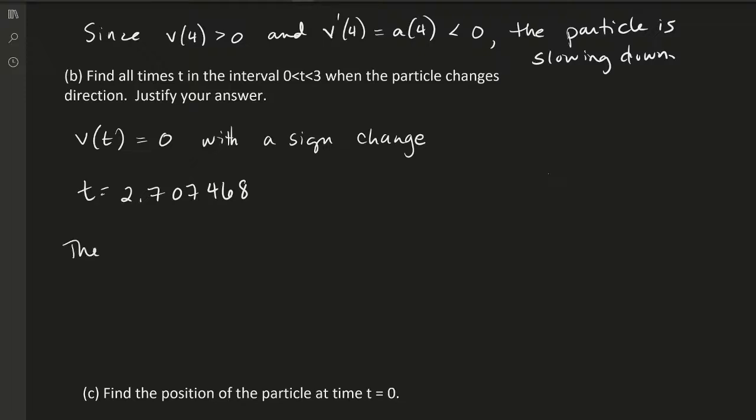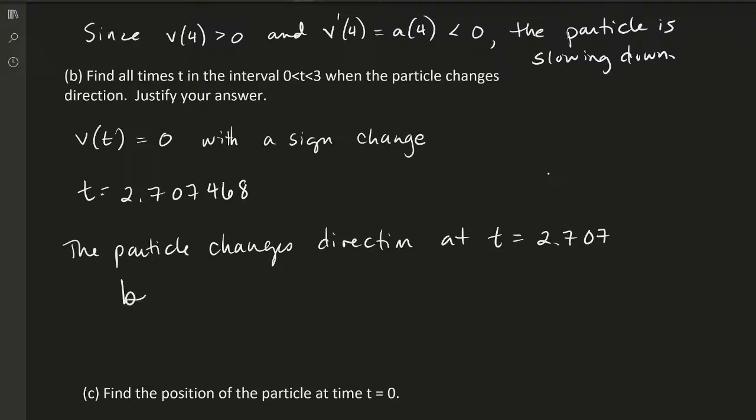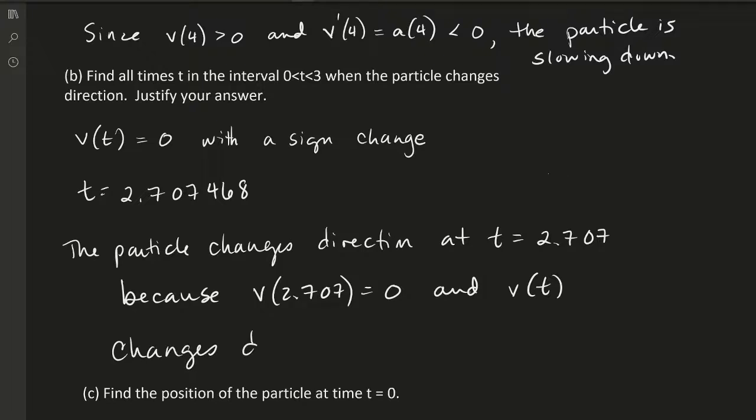So the particle changes direction at t equals 2.707 because v of 2.707 equals 0 and v of t changes direction there. Or changes sign is what I need to say. Changes sign.